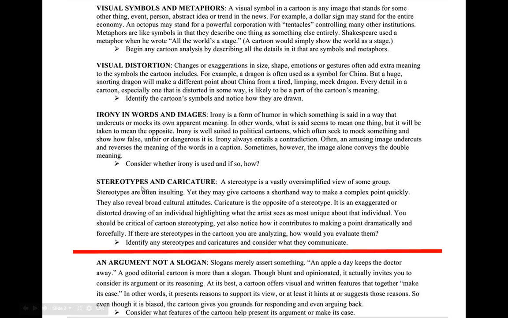And the last one here is stereotypes and or caricature. A stereotype is a vastly oversimplified view of a group, often insulting. You'll see these very much in the past, not so much today anymore. They show broad cultural attitudes about how people felt about other groups of people in the past. Caricatures are kind of the opposite, though. That's what happens when you go to Disneyland or something and you ask one of those cartoonists to make a caricature of you.